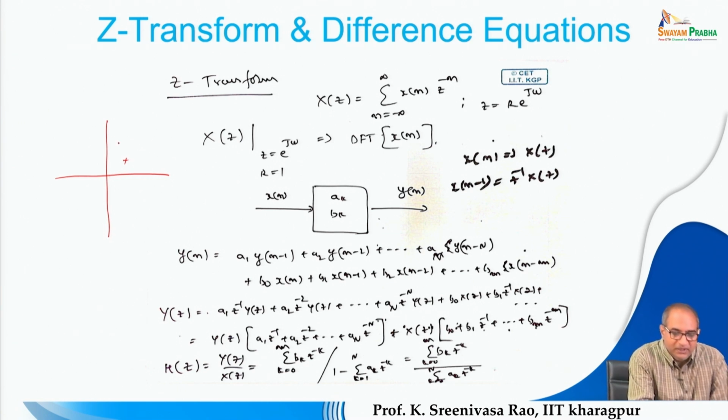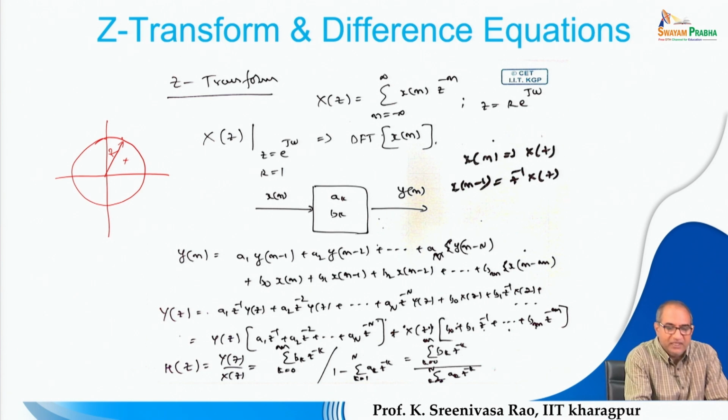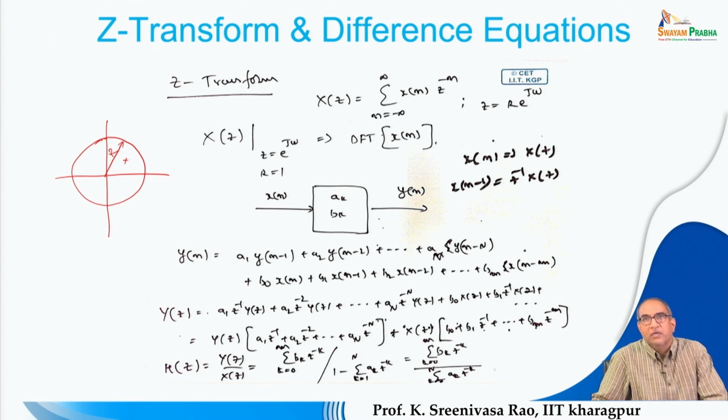So, therefore, here in this Z plane, if you take r equals 1, and make a circle with r equals 1, and over this circle you evaluate the Z transform, that is nothing but equivalent to the DFT, the discrete Fourier transform of a given signal.